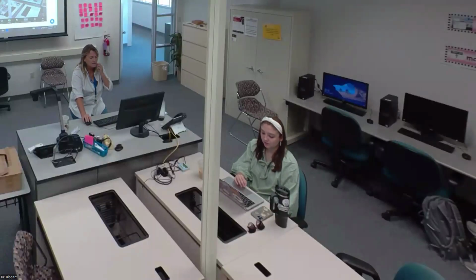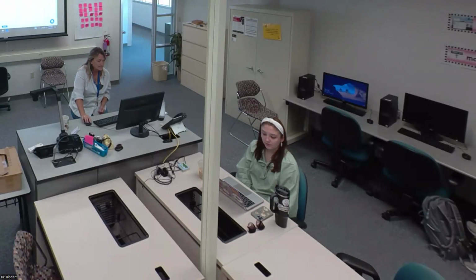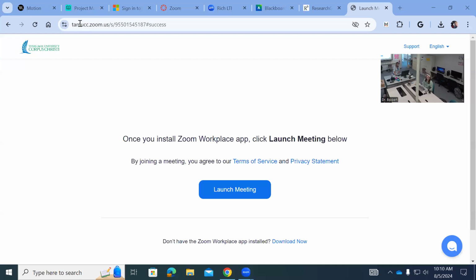Perfect. Okay, so what we're going to do today is talk a little bit more about vocabulary and how to generate student-friendly definitions and create some opportunities for students to express their understanding of the vocabulary based on context rather than just memorizing vocabulary. So I'm going to go ahead and share my screen and we'll get started.